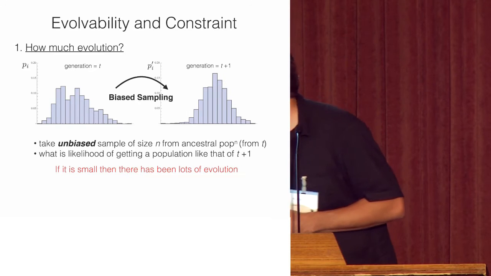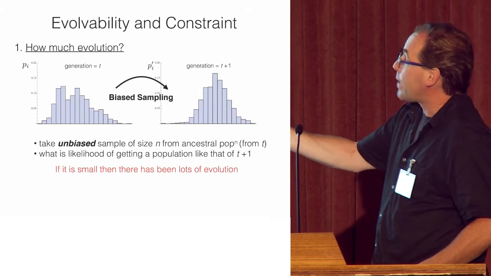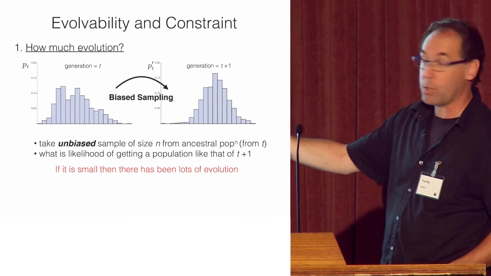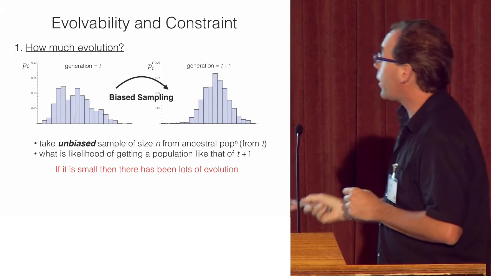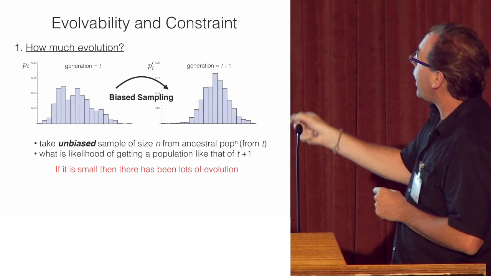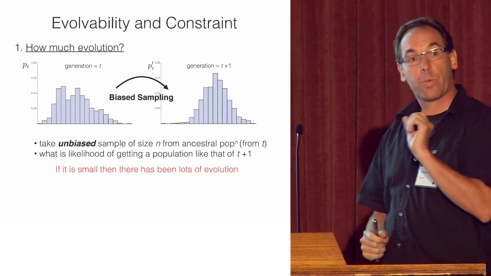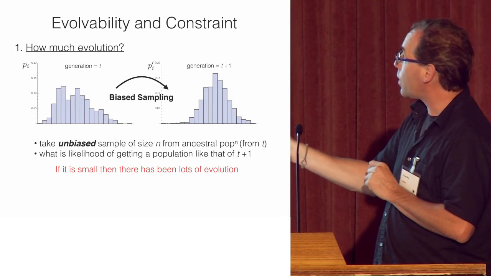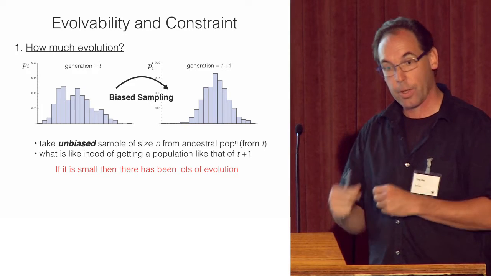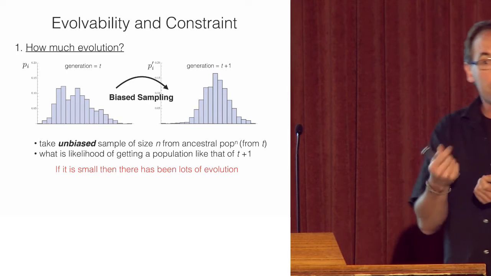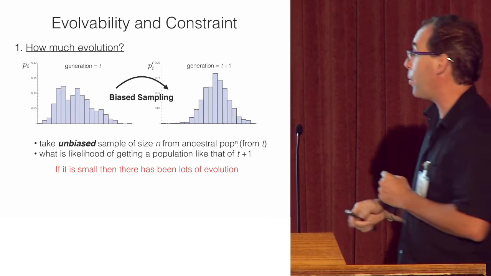And so the way I want to imagine doing that is, let's suppose we took an unbiased sample from this distribution. Really, it's a biased sample, but let's imagine taking an unbiased sample of size n. We could then ask, what's the likelihood of actually getting a population that looks like this if the sampling was unbiased? If that's really low, then in some sense, there's been a lot of evolution that's happened here because there's been a lot of bias in how the sampling has occurred. If that's very high, then there hasn't been much bias, and so the distributions are in some sense very similar, and not much evolution has happened.